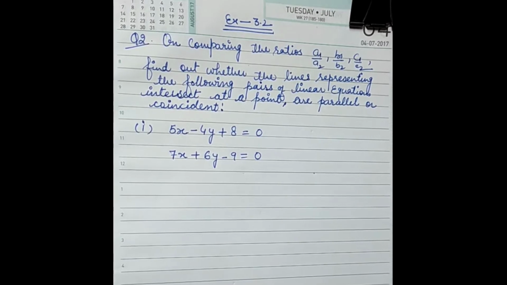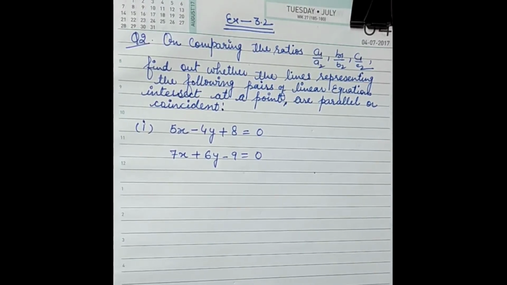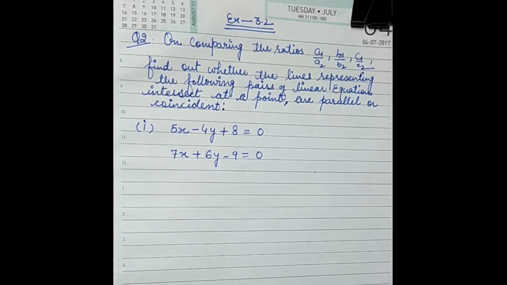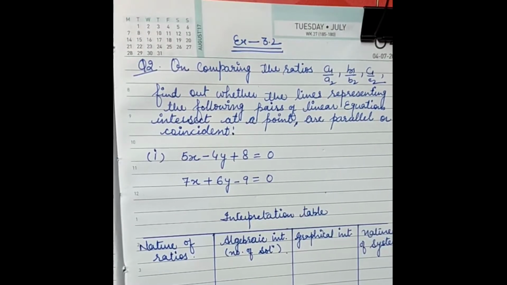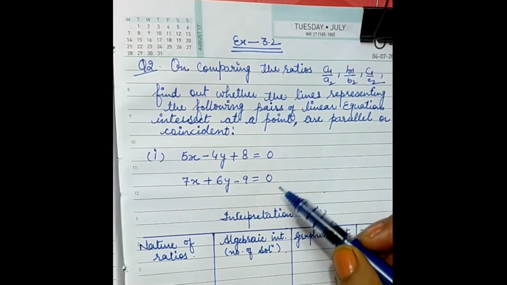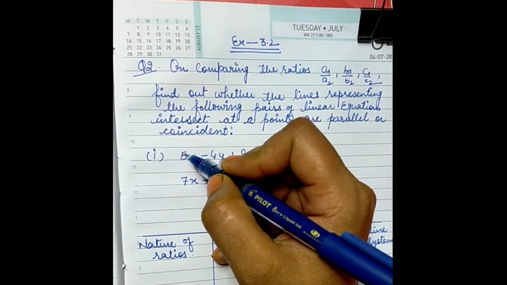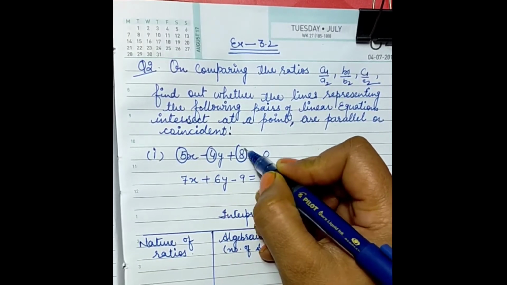Before starting with this question, I would like to tell you about an interpretation table through which we will get to know the different conditions of ratios and how they react in different conditions. To find the nature of the ratios, first of all we must know what the ratios are and how we can get them. You can see there are some coefficients written over here.